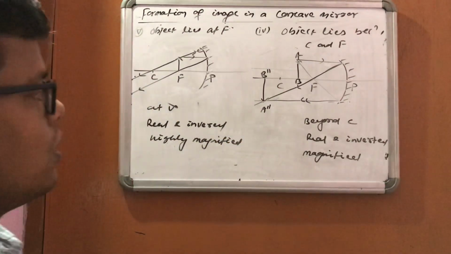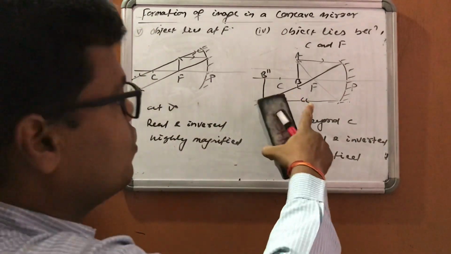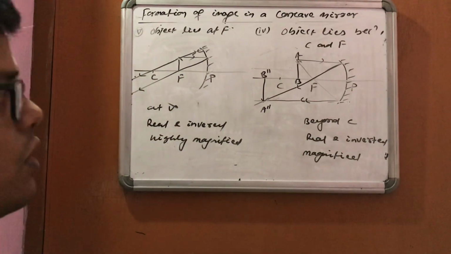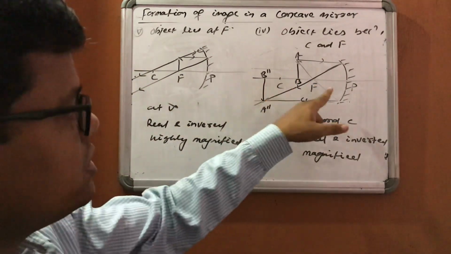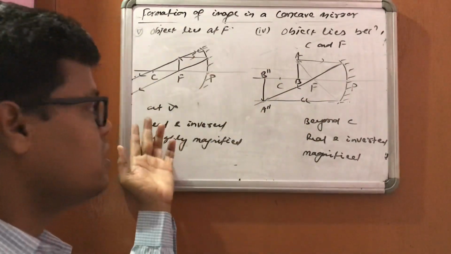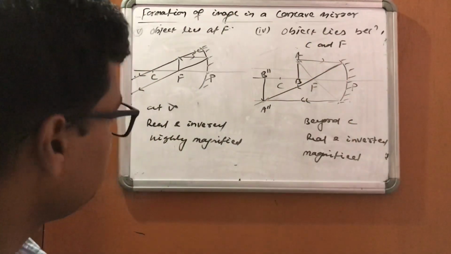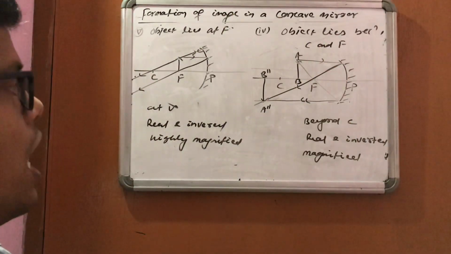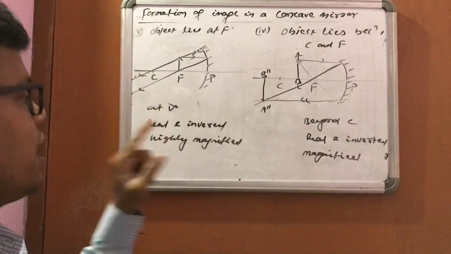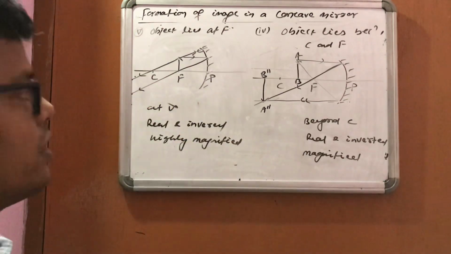So, simply when the object is at infinity, the image is at focus. When the object is at focus, the image is at infinity. When the object is between C and F, the image is formed beyond C. And when the object lies beyond C, the image is in between C and F. They are interconvertible. Okay. And if the image is formed beyond C, then it is magnified. Here it is highly magnified. What happens if the object lies between F and P? Look at it.